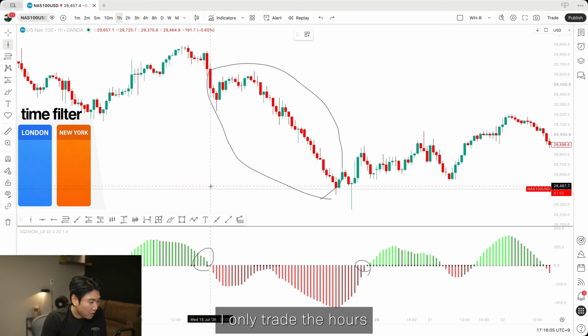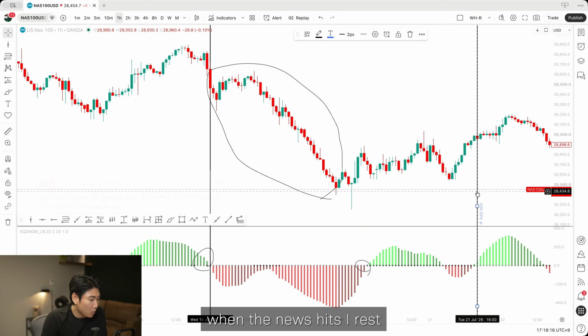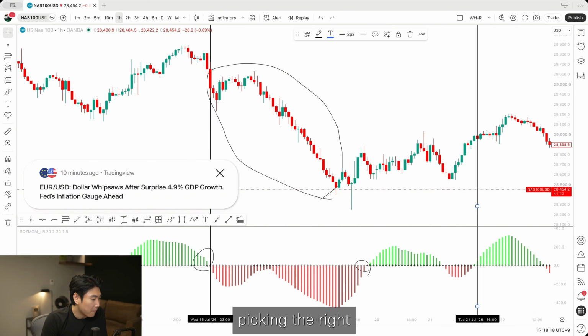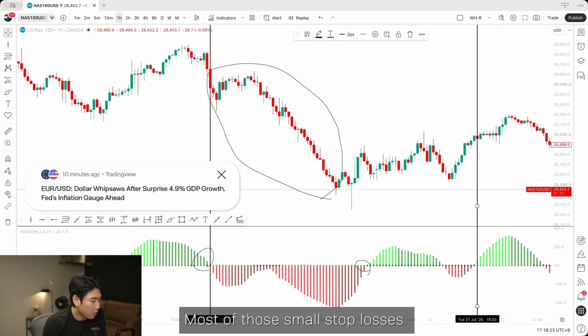I only trade the hours when the trends come out, the US often, the European often. When the news hits, I rest. Picking the right hour alone cuts out most of those small stop losses.